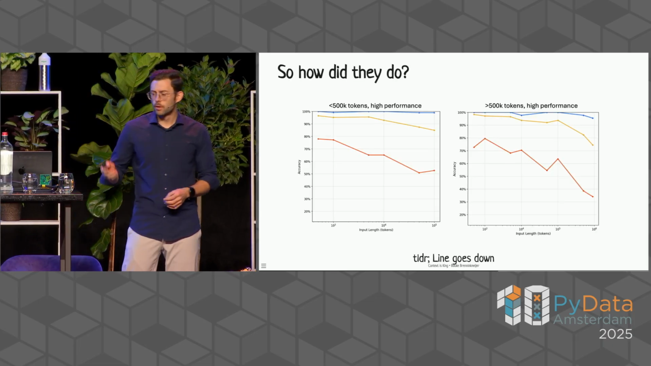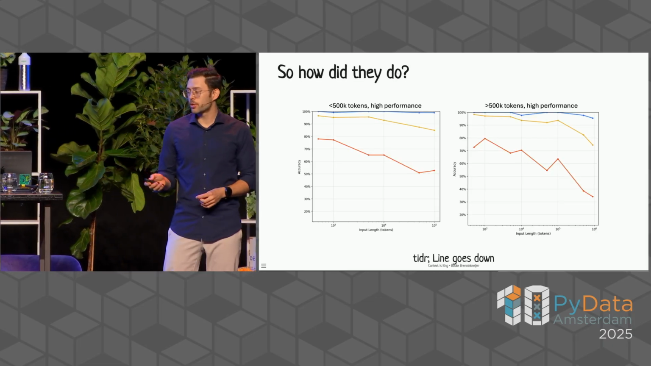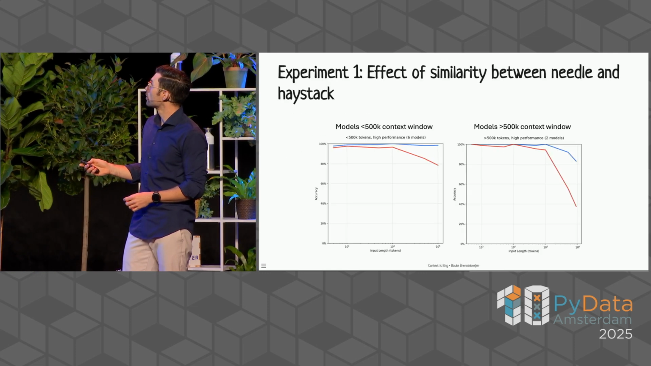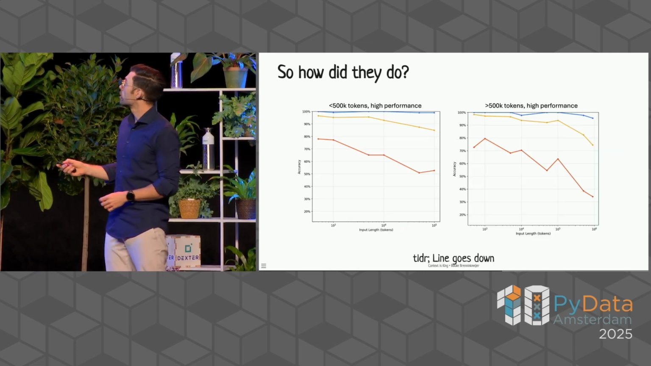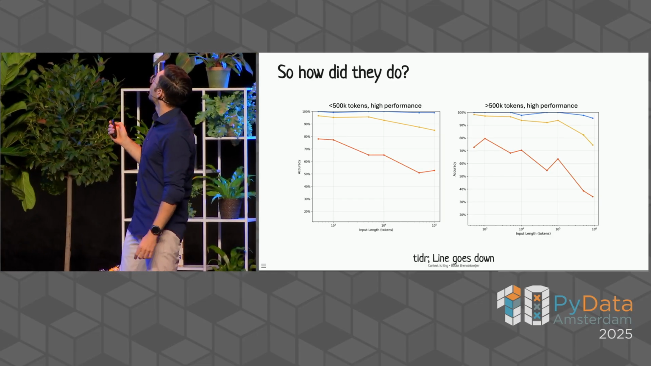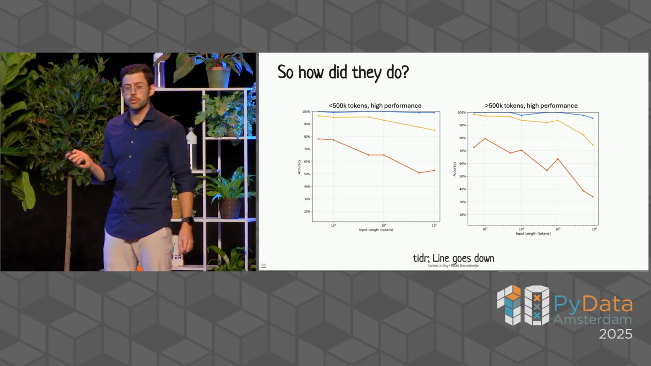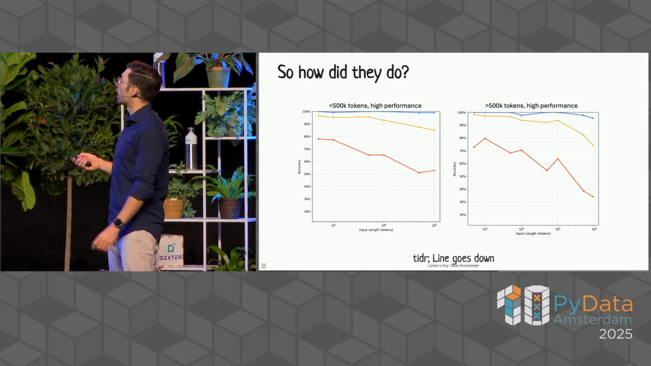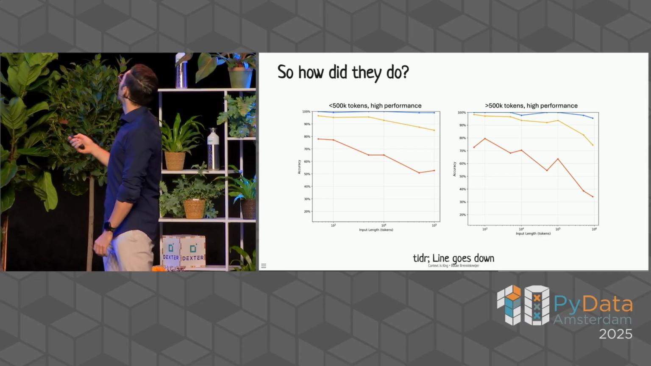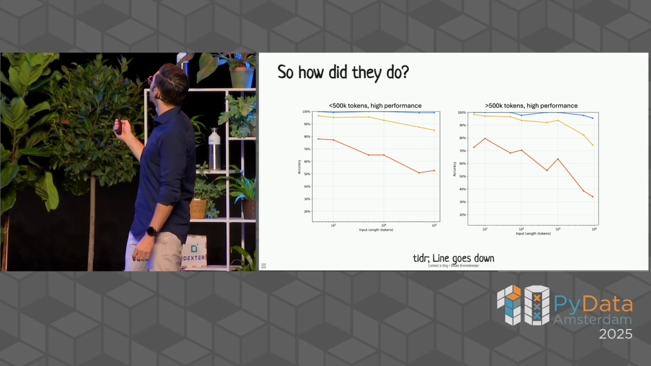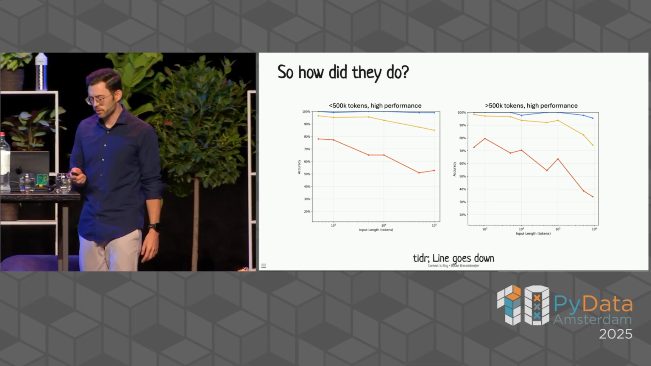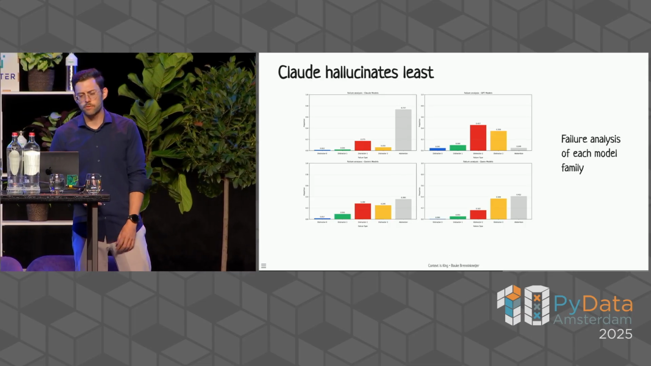So how did they do? Not that great. One distractor is still somewhat okay, which is the yellow one. But the red is the 4 distractors. It's just going really bad. For both context sizes, we can see they end up here at 60% and here at 35%. And that's just 4 distractors. So it's bad, but it's not terrible.